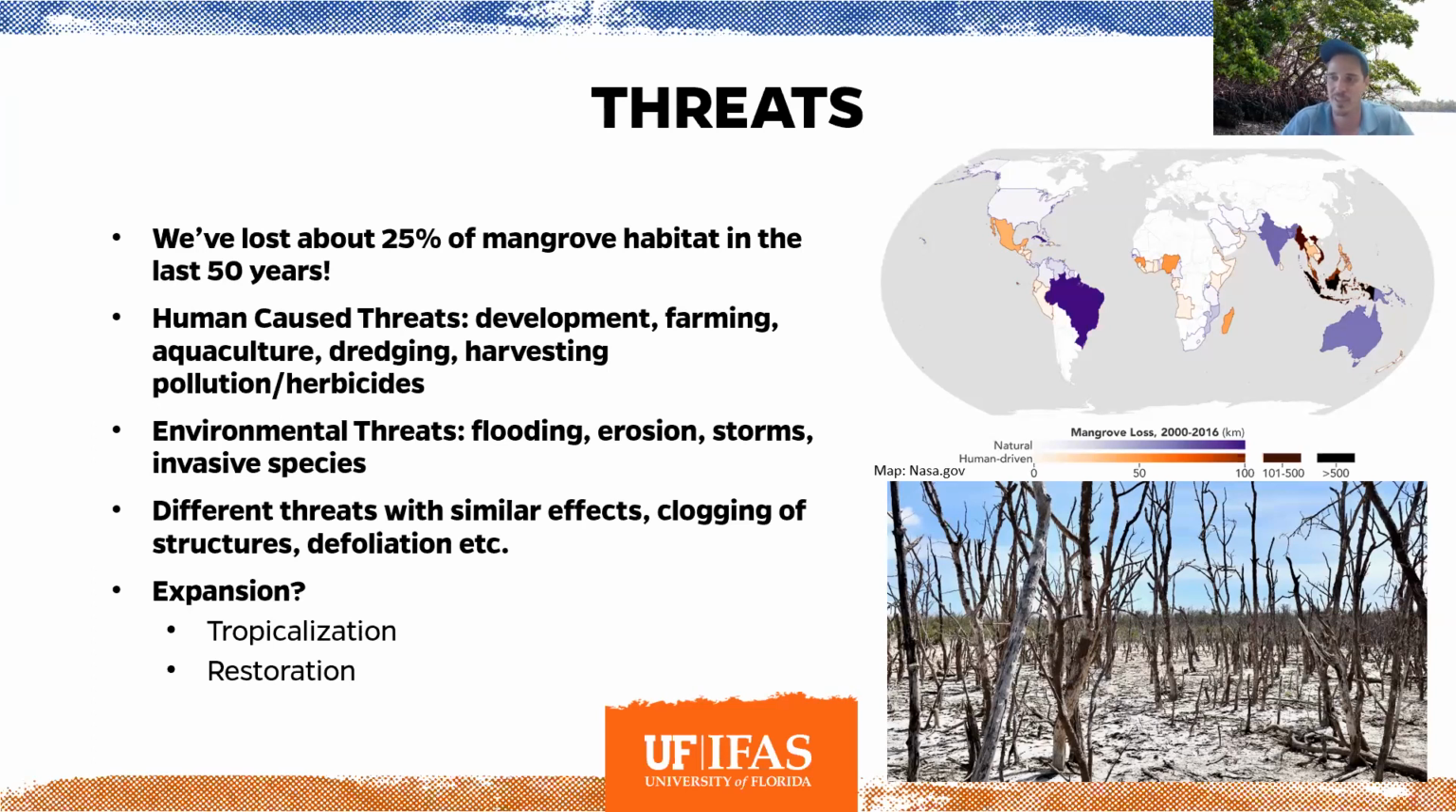And then expansion. I talked a little bit about that tropicalization that's occurring in Florida, where mangroves are actually expanding in some areas, and then restoration. So we're doing a lot of restoration work because they are negatively impacted by development. If a road is built and there's not as much tidal flushing, it can cause suffocation to mangroves that are inundated with water, which doesn't allow the water to recede back into its natural environment.